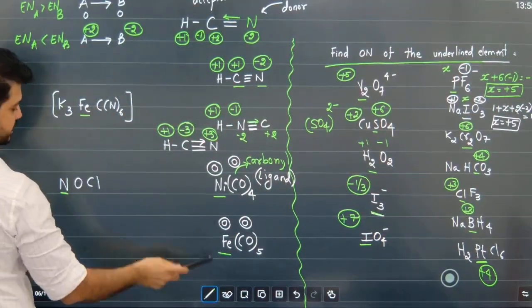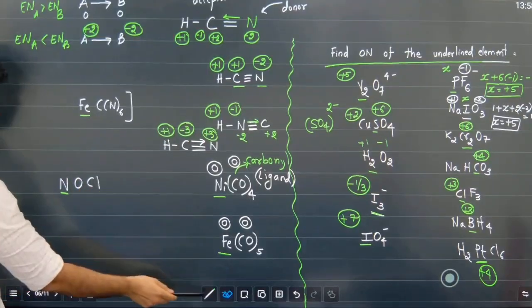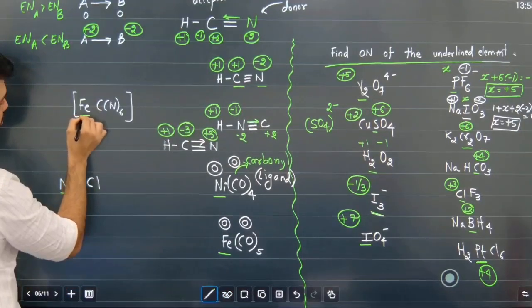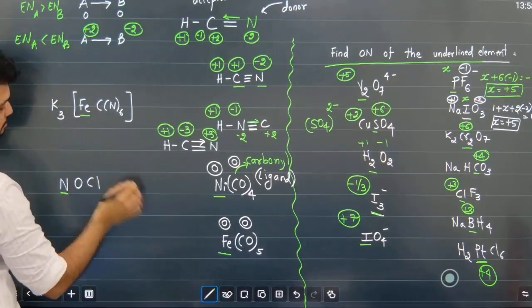ये देखते हैं students, K3[Fe(CN)6]. Again, this is also a coordination compound.